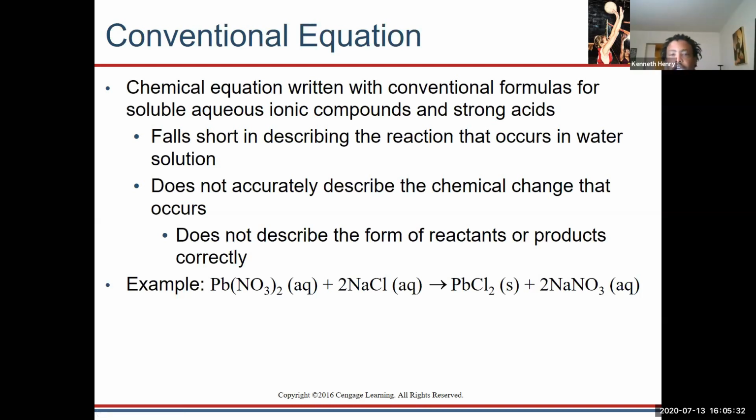So what we've done up until this point, we've talked about conventional equations, right? But in reality, what happens when we have stuff in aqueous solutions, they separate into their ions. And that makes it easier for them to interact with each other. Okay, so this is an example of a conventional equation. Now I'm going to show you how to write a dissociation equation or a total ionic equation. Okay, are you guys ready?